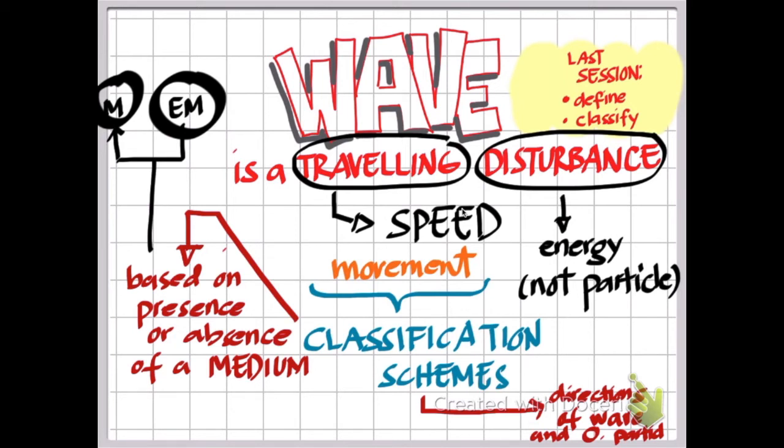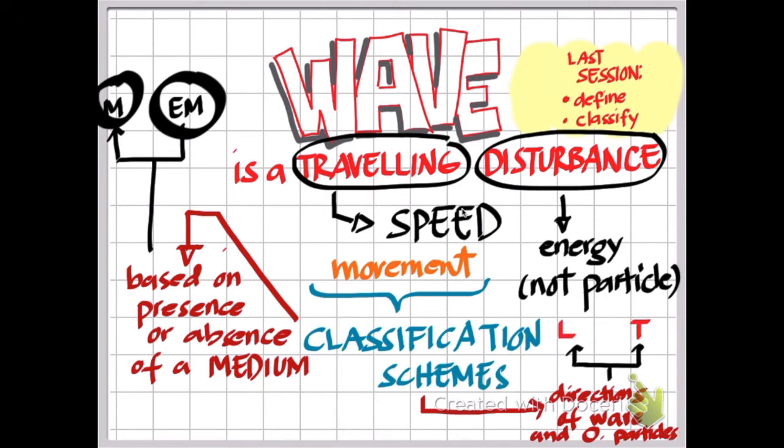Now, as I said, if the direction of the wave motion, or where the energy is going, and the direction of the oscillation of the particle is parallel or anti-parallel, then you call it a longitudinal wave.